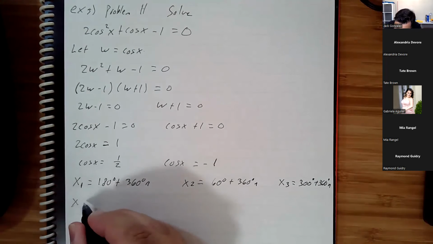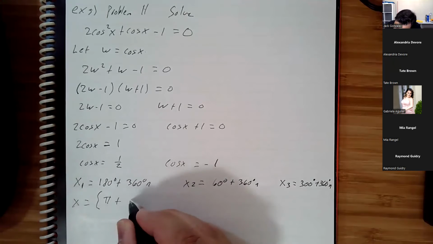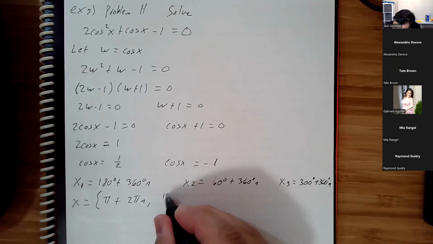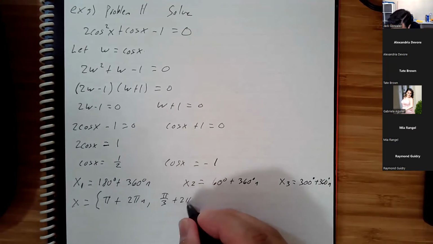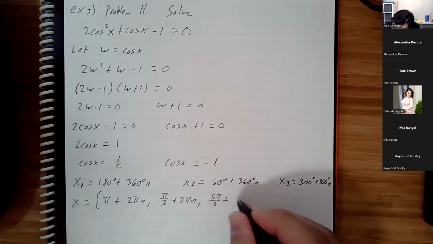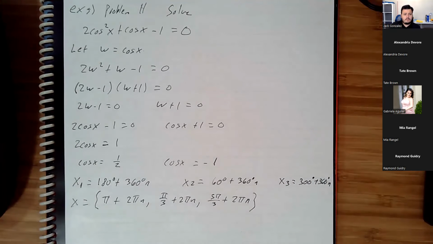Of course, they want it in radians, so that'll be pi plus 2 pi n, pi over 3 plus 2 pi n, 5 pi thirds plus 2 pi n. Let's see if they broke it down any further. Nope, it's just like that. Any questions on example 5?